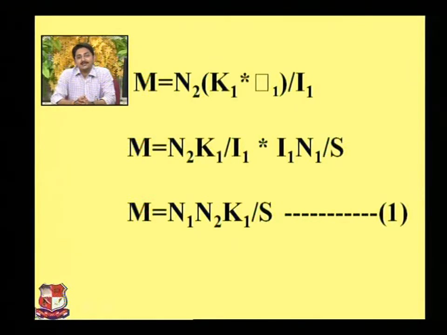So we can write M equals N2 into K1 by I1 into I1 N1 by S. You can substitute the value from the previous equation. So ultimately we get M equals N1 N2 into K1 by S. This equation directly represents the case when a portion of the flux of coil A is linked with coil B.